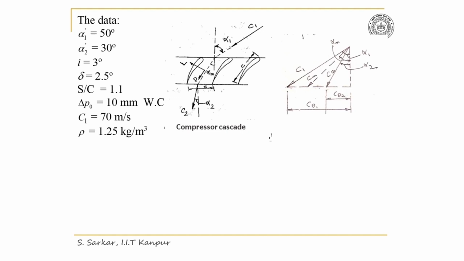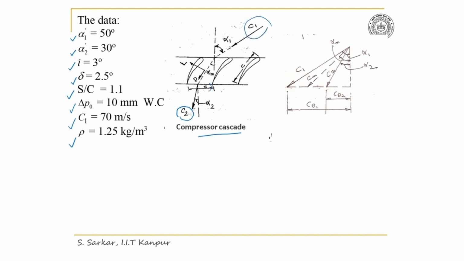Alpha 1 dash is given as 50 degree, alpha 2 dash 30 degree, incidence 3, deviation 2.5, pitch to chord ratio 1.1, total pressure loss del P0 10 millimeter of water column, C1 70 meter per second, rho is the density 1.25 kg per meter cube. Now it's a compressor cascade, so as the flow passes through the blades, it will decelerate. So C2 exit velocity must be less than C1.